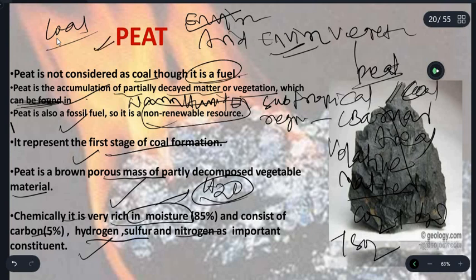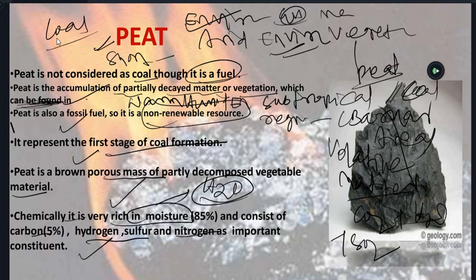Suppose in GSI mains you can get short notes like a 5 mark question to describe peat, or you can get a whole question to describe the coal classification and coal forming processes, and describe the coalification processes. So you can get this in the GSI examination for assistant hydrogeologist. So remember this point, always remember this point.